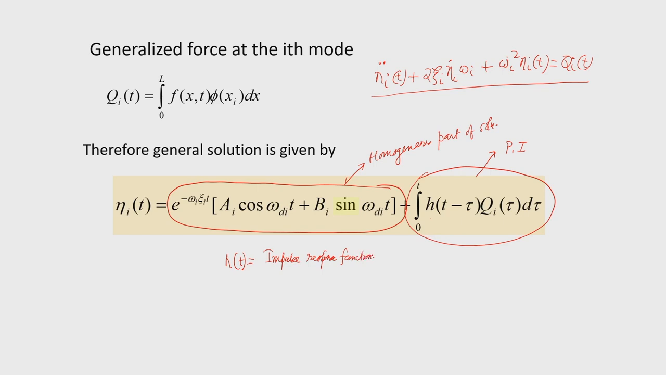So impulse response function is a very important function, you can call it, in time domain analysis, and it is used to solve the forced vibration problem for any arbitrary type of excitation. Now you can see that impulse response function gives the response of a single degree of freedom system subjected to unit impulse but no external force.